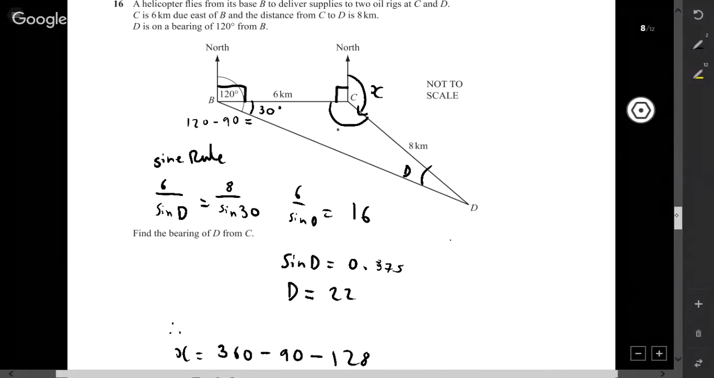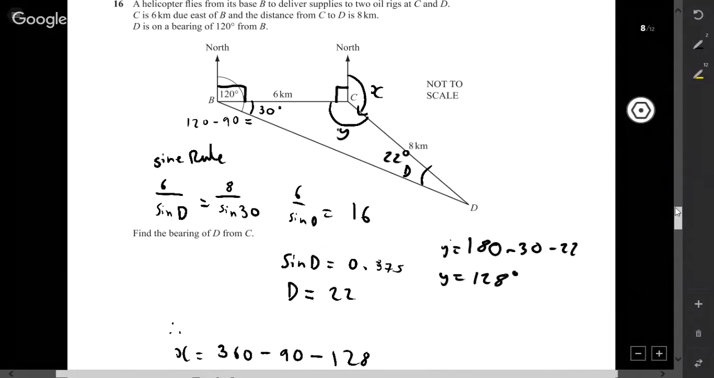Now, this is a rule that you'll just have to learn, unfortunately. So that turns into 6 sine D equals 16. As we go on, we find that D equals 22 degrees. So what we can do from here is work out this angle here, as we know 180 degrees is the angles in a triangle. So 180 minus 30 minus 22 equals, let's call this y, so y equals this, and this is 128 degrees.